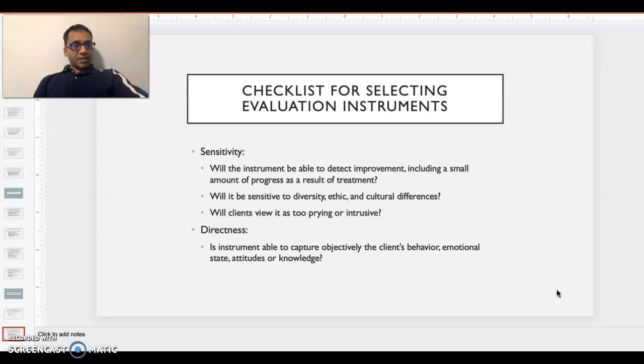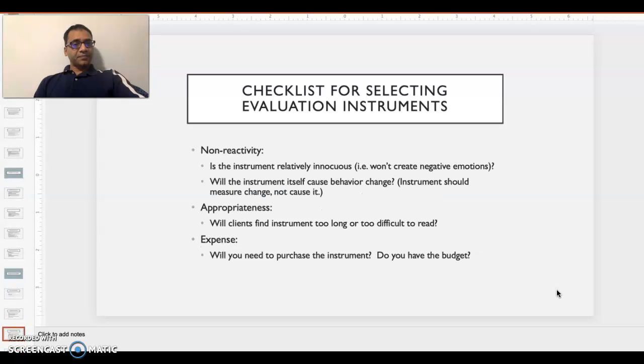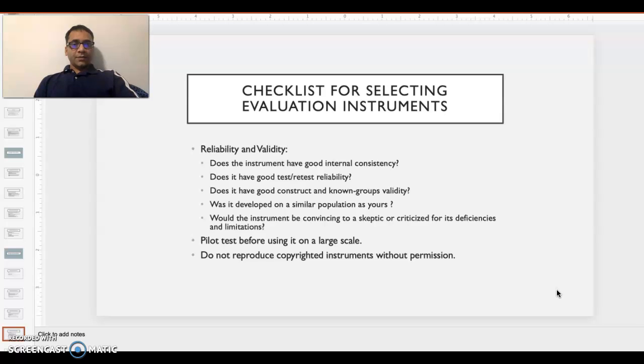The directness: is the instrument able to capture objectively the client's behavior, emotional state, attitudes, and knowledge? Non-reactivity: is the instrument relatively innocuous? That means it won't create negative emotions. Will the instrument itself cause behavioral change? And the appropriateness of the instrument needs to be checked. Then also the expense: how much will it cost to buy the instrument? Do we have enough budget? We also need to check the instrument for its reliability and validity.